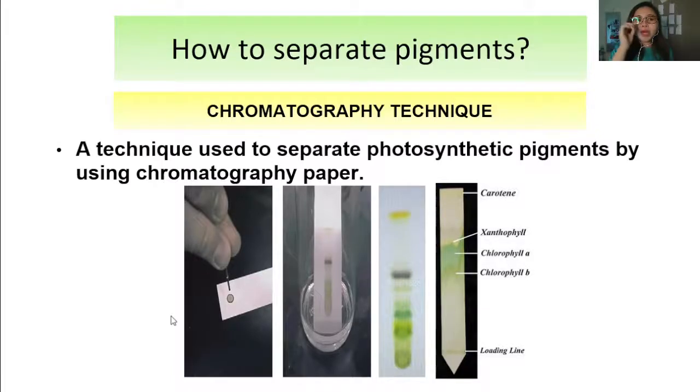And you can also separate pigments using something called a chromatography technique. A chromatography technique is a technique used to separate photosynthetic pigments by using chromatography paper. So, kalau kita tiada gadget yang canggih-canggih pun, kita masih boleh keluarkan photosynthetic pigment daripada daun-daun menggunakan teknik ini.